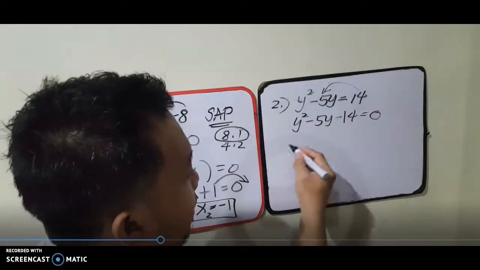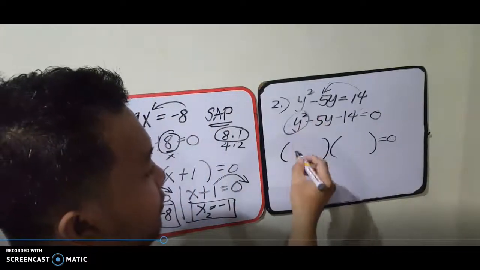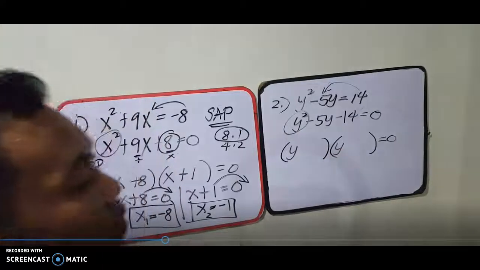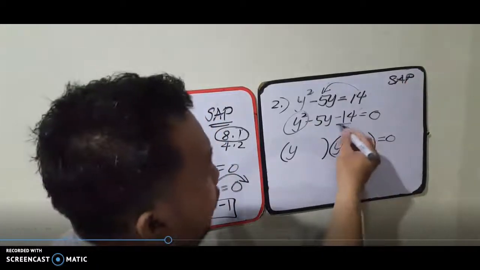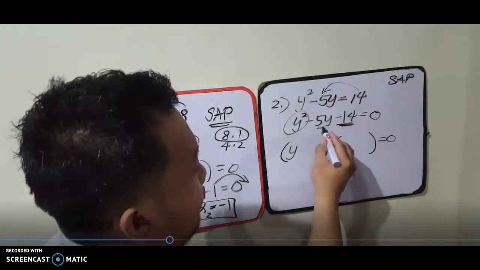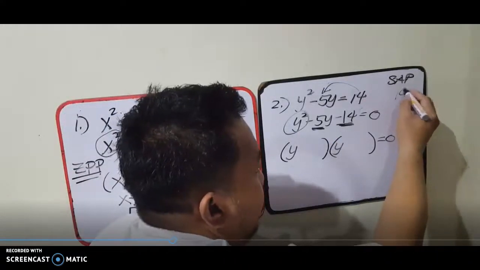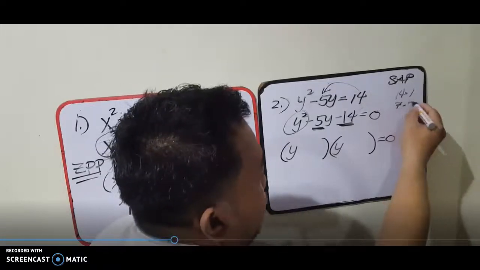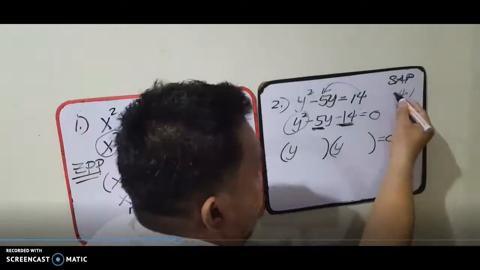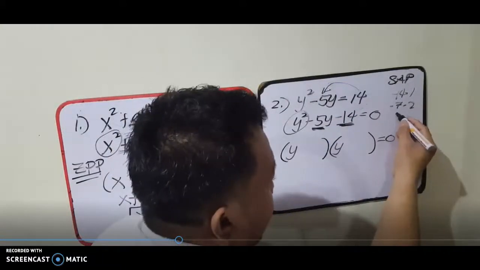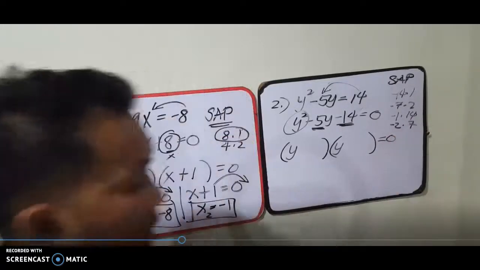From here, we know that its factors are two binomials. The factors of y squared are y times y. Then, using again the sum and product method, we are going to find factors of negative 14 that when added, the sum is negative 5. Factors of 14 are 14 times 1 and 7 times 2. Since the 14 is negative, the other number should be positive, or vice versa. It can be negative 14 and 1, or negative 7 and 2. It can also be negative 1 times 14, or negative 2 times 7.